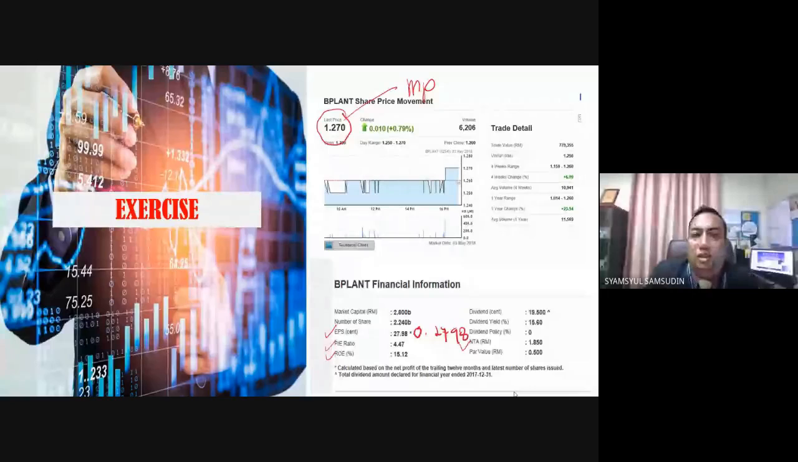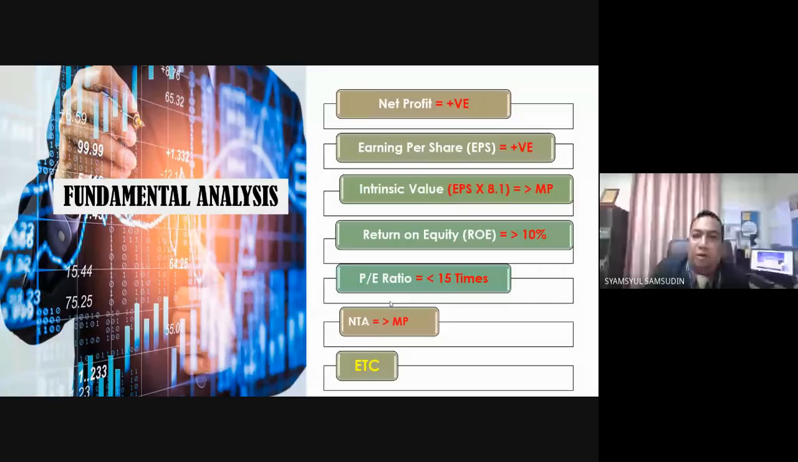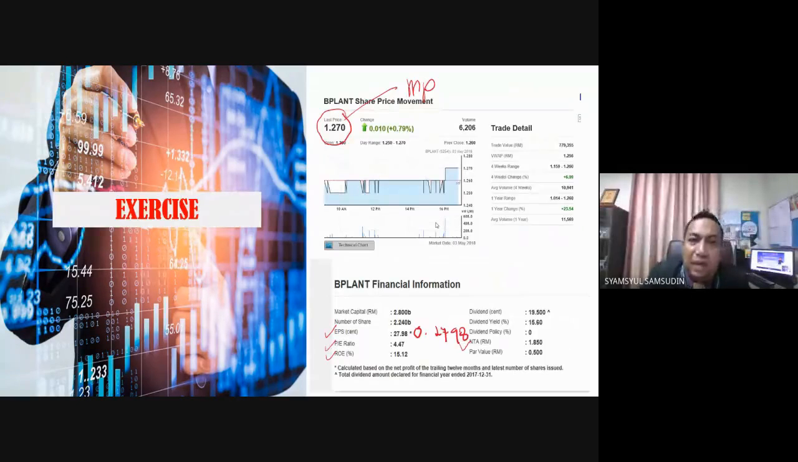Alright. So kat sini 1.2 ni market price. So dia ada kata EPS, PE ratio, ROE, NTA. Cuba you tengok based on kriteria yang ini, yang net profit sampai sini, kriteria mana yang ada. So cuba you masukkan nilai. So that particular company, B-plan ni, is it okay in terms of fundamental or not? I give you maybe dalam 3 minutes untuk tengok.